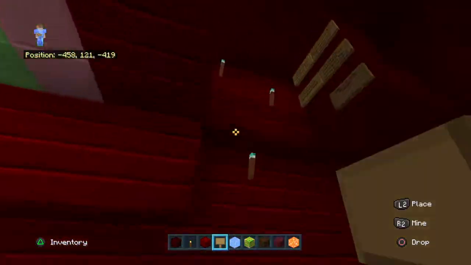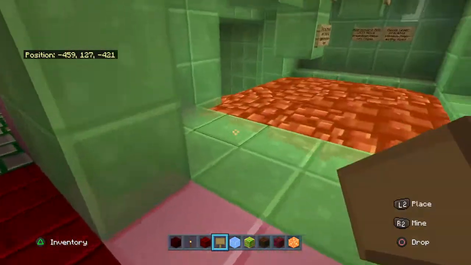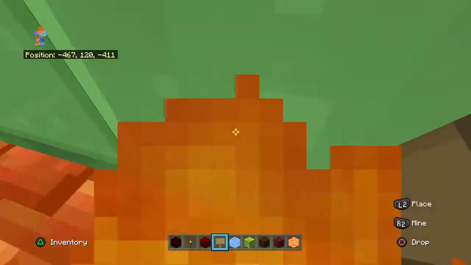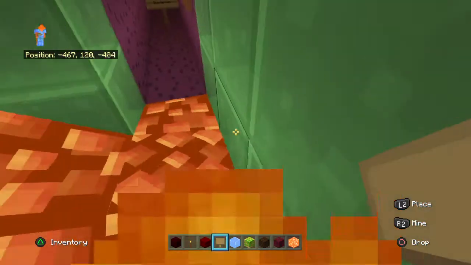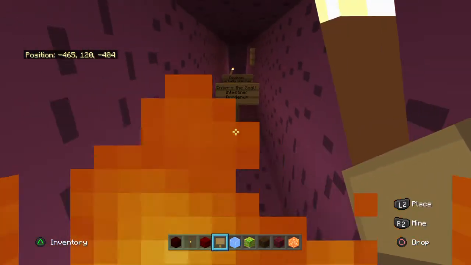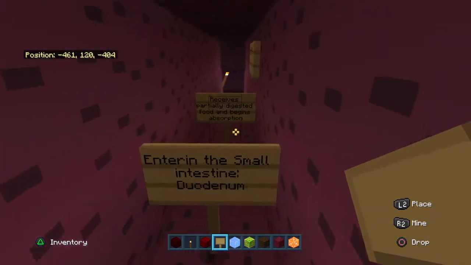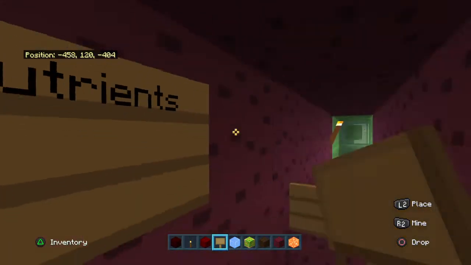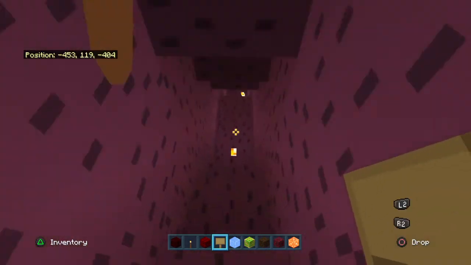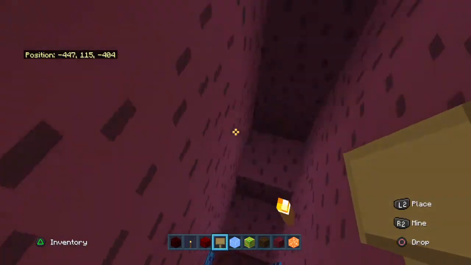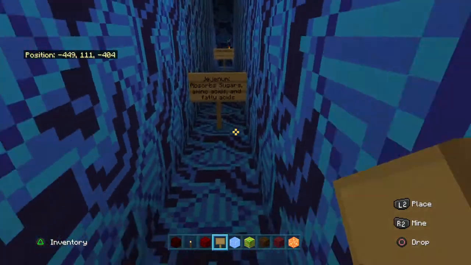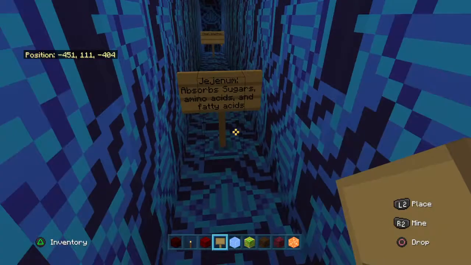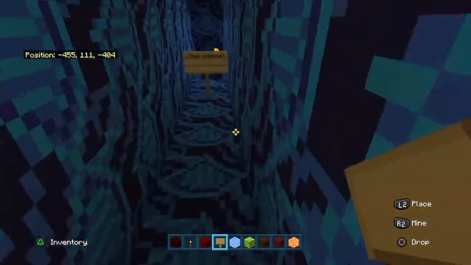And going back to this section that I showed before, going deeper into the stomach, we have the small intestine, and we have the duodenum right here, which receives partially digested food and begins the absorption of nutrients. And this small intestine is longer than the large intestine. And we have the jejunum, which absorbs sugar, amino acids, and fatty acids.